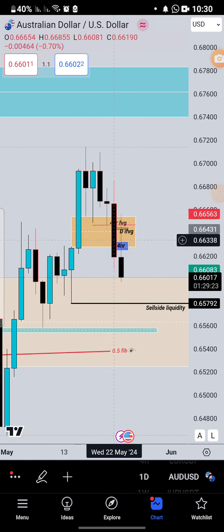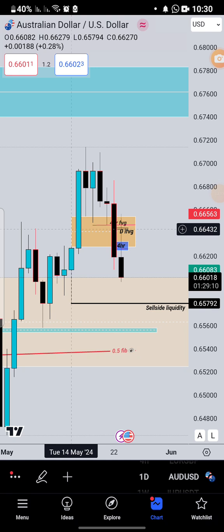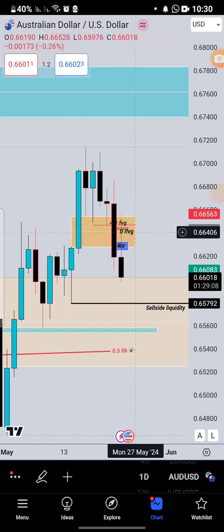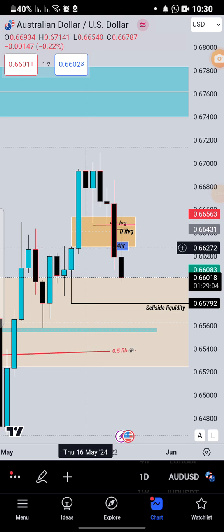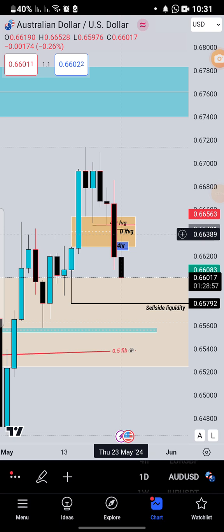So upon seeing this candle closing really heavy and turning this fair value gap into an inversion fair value gap, this is the first idea that I had, that I want to see lower prices. You can see the midpoint of this daily inversion, which is usually a key level to be watching when we are using fair value gaps as well as inversion fair value gaps.